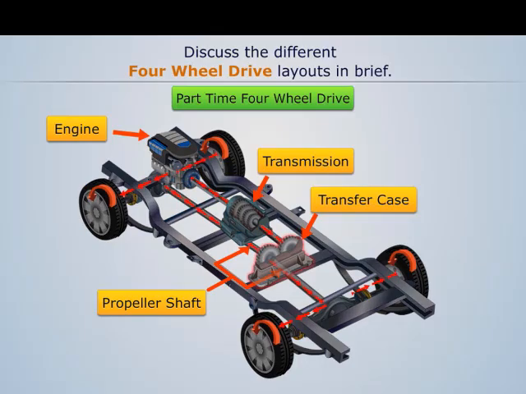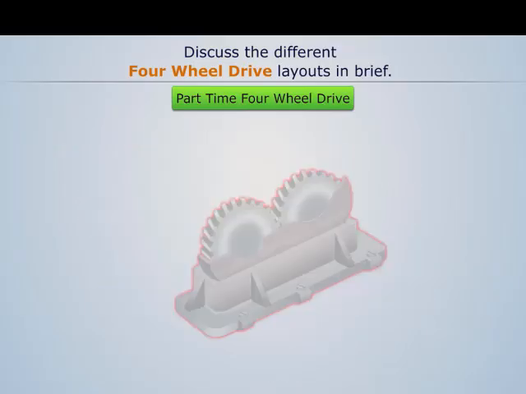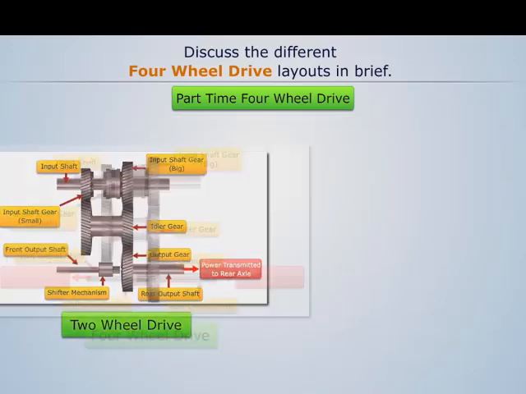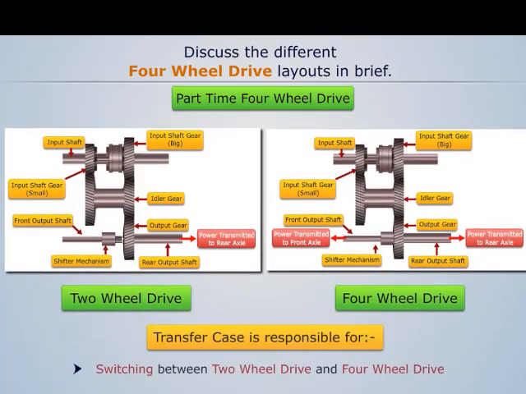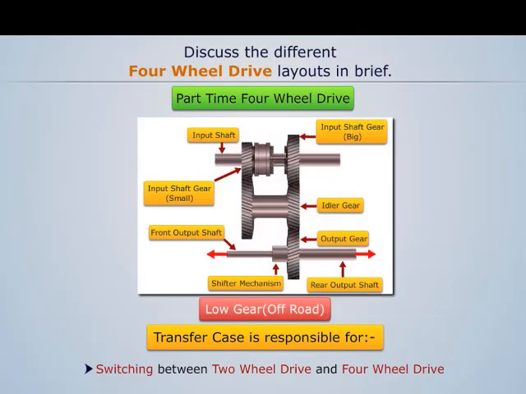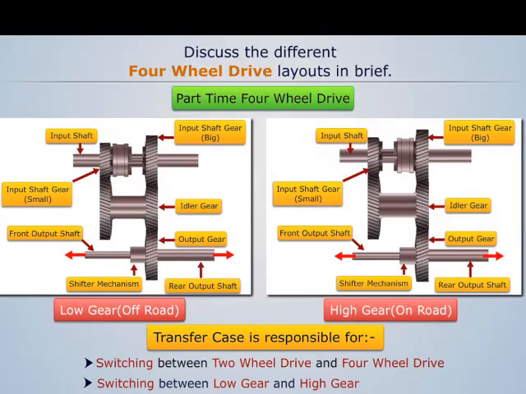Here, the transfer case is responsible for two functions. It's responsible for switching between two-wheel drive and four-wheel drive, thus making the vehicle a part-time four-wheel drive. While in two-wheel drive, the power is transmitted only to the rear axle. Also, it is responsible for switching between low gear and high gear according to off-road and on-road driving respectively.